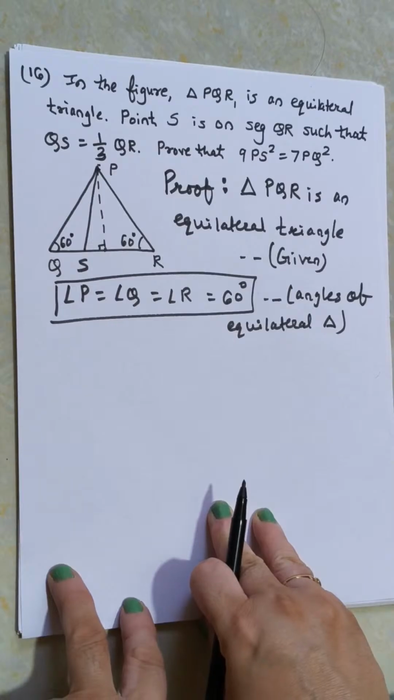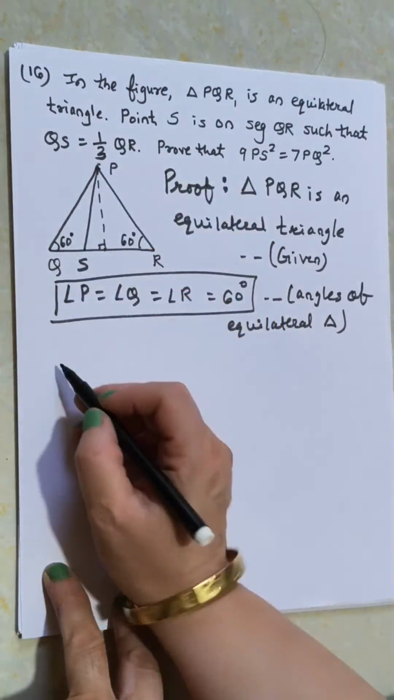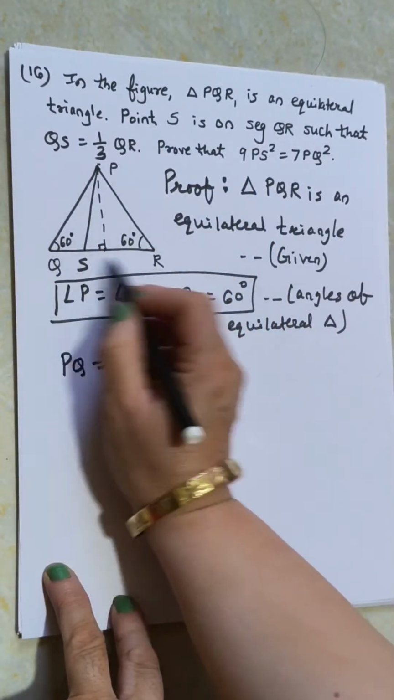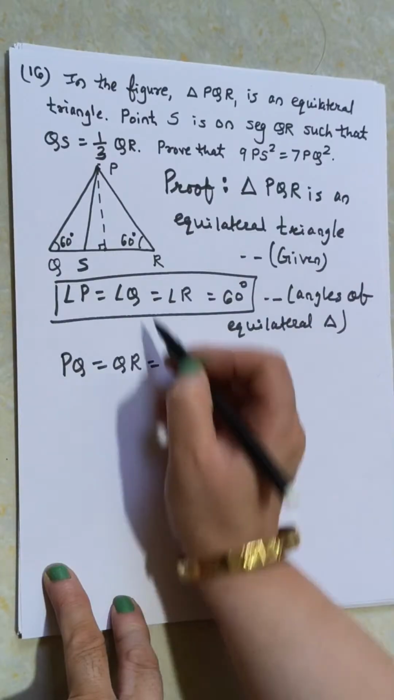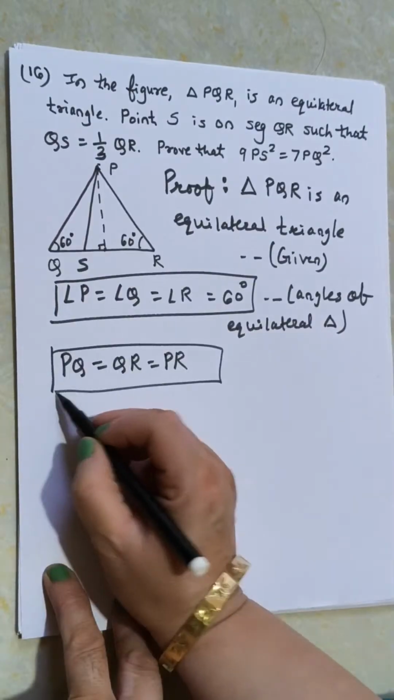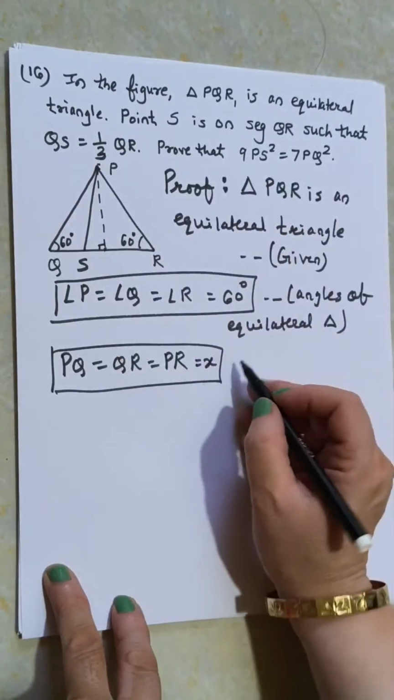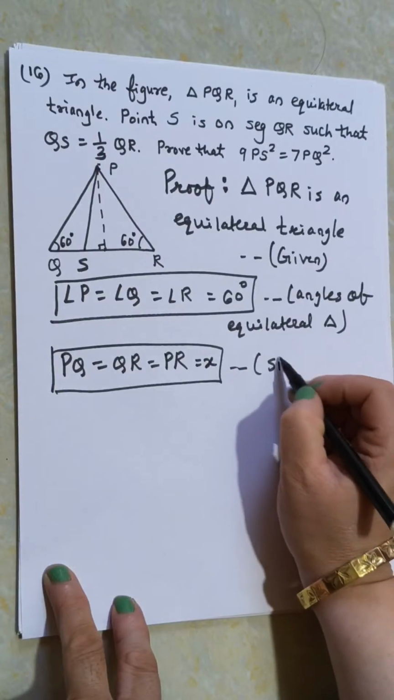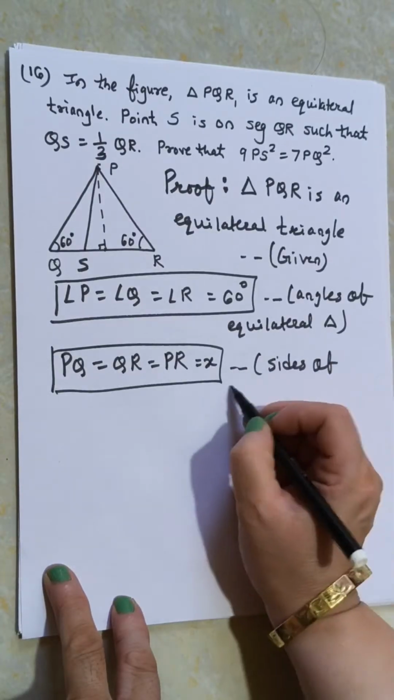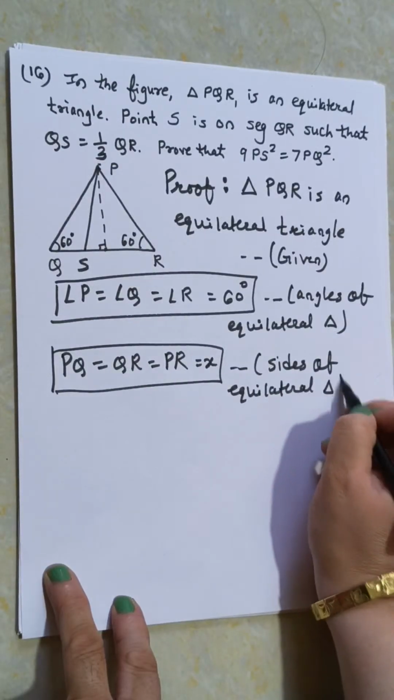That is, all sides are equal. I want you people to give proper answers. So all sides means PQ is equal to QR is equal to PR, and all will be equal. Let us call it X. Okay. So all three sides are X, and we can write sides of equilateral triangle. Okay, everyone.